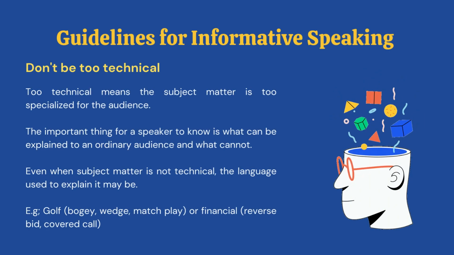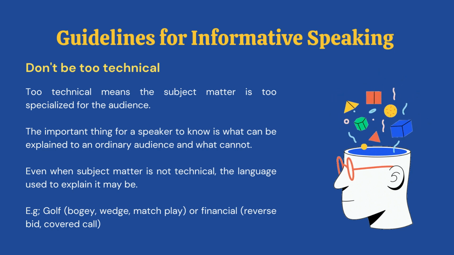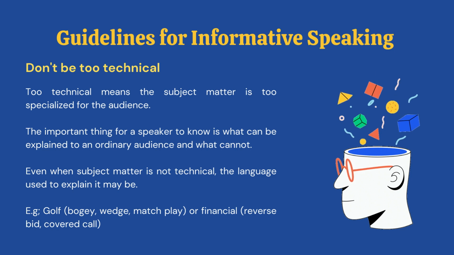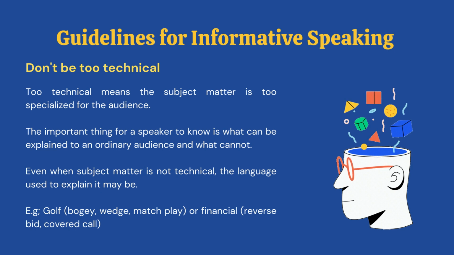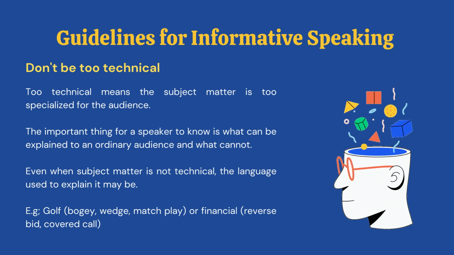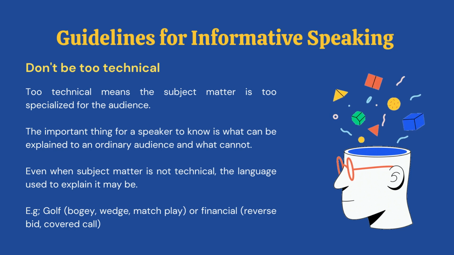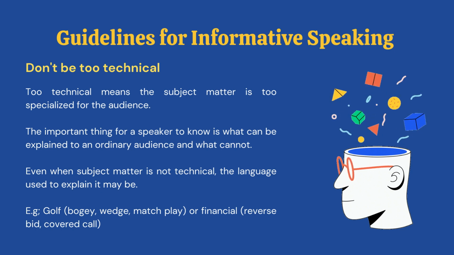The third guideline is don't be too technical. Too technical means the subject matter is too specialized for the audience. The important thing for a speaker to know is what can be explained to an ordinary audience and what cannot. But when the subject matter is not technical, the language used to explain it may be. For example, golf. You cannot use terms that not everyone will know, for example bogey, bridge, or match play. Or financial terms, where we would use words like reverse bid, margin call.